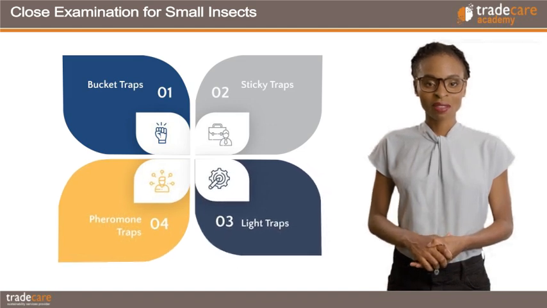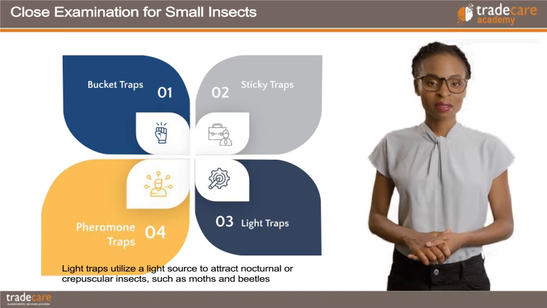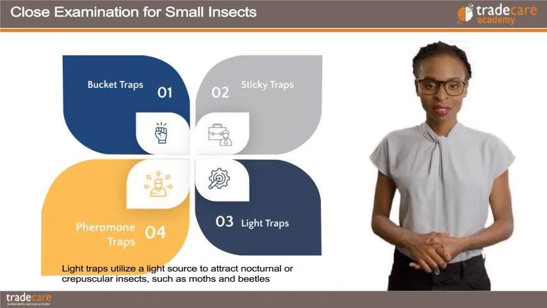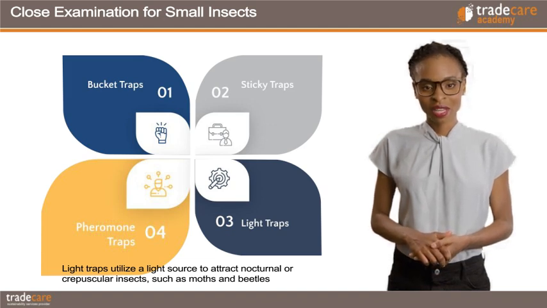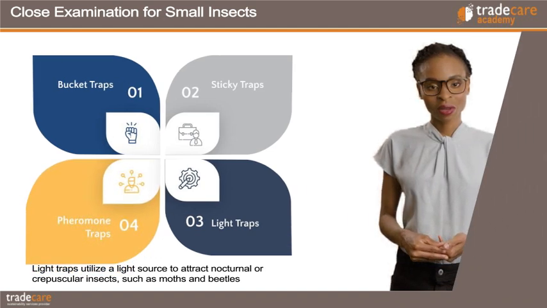Finally, pheromone traps. These traps utilize species-specific sex pheromones to attract and capture target insect pests, such as certain moth species. They are instrumental in identifying the presence and timing of pest infestations, allowing for more targeted and efficient control measures.